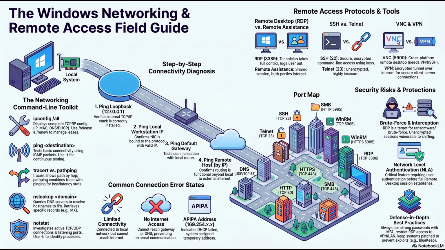nslookup is also a powerful tool for diagnosing broader infrastructure issues using specific record types. Yeah, by default, it queries for A records, which map a name to an IPv4 address. But you can change the behavior by typing set type=MX. MX stands for mail exchange.